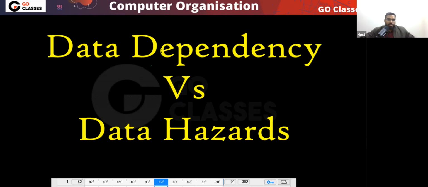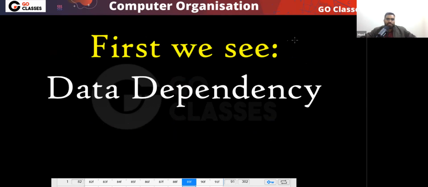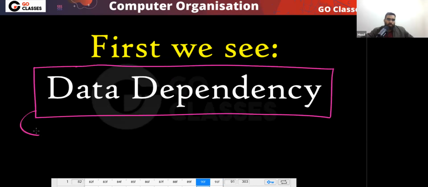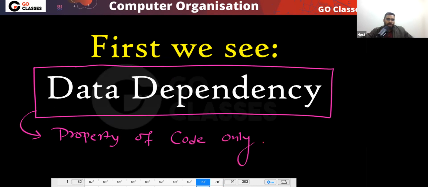What is the difference between data dependency and data hazard? So let's start with data dependency first. Forget about hazard. Just focus on data dependency only. Now, let me tell you that data dependency is only the property of code. This data dependency is a property of only the program, not of the pipeline, not of the processor. Please understand that this is a property of your program only.